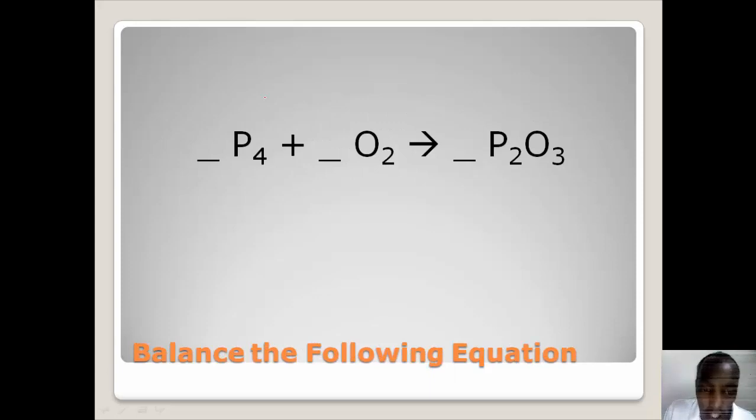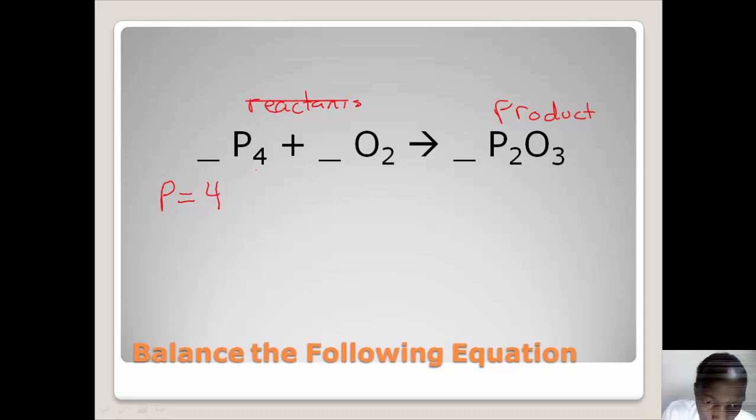Alright, so here we have P4 plus O2 yields P2O3. First thing I like to identify is our reactants and products. So we have our reactants, we have our product, and then I want us to identify the number of each element. So P, we know we have 4. How do we know we have 4? We just look at this number right here. Oxygen, we have 2. On this side, P, we have 2, and oxygen, we have 3. So is any of these numbers equal already? No, they're not equal.